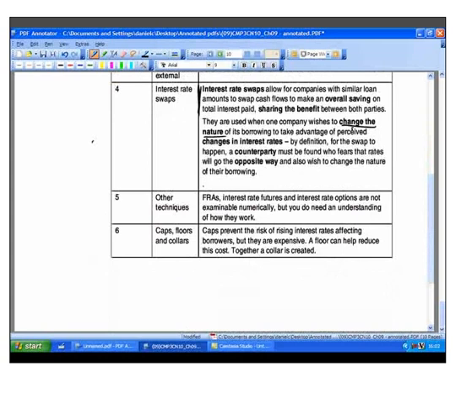And then we talked about FRAs, interest rate futures and interest rate options. You do need to understand how these work. And you can use options, if you like, to combine together to form a collar. If you combine a cap and a floor, you can form a collar which reduces the cost of your protection against the risk of interest rates rising.